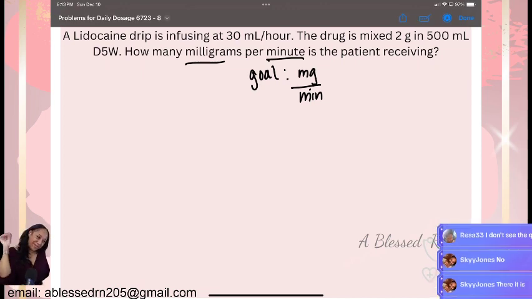All right, so lidocaine drip is infusing at 30 mLs per hour. The drug is mixed in 2 grams and 500 mLs of D5W. How many milligrams per minute is the patient receiving? So we are finding milligrams per minute.